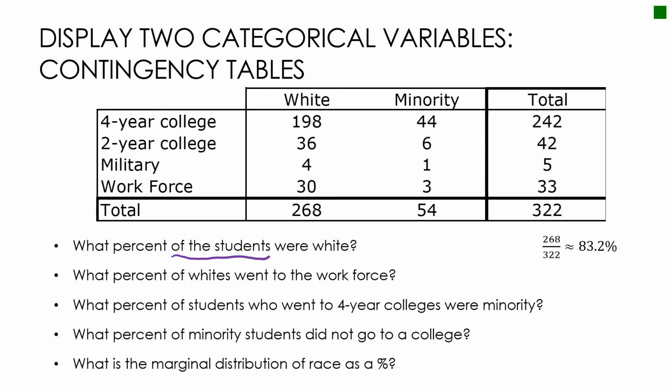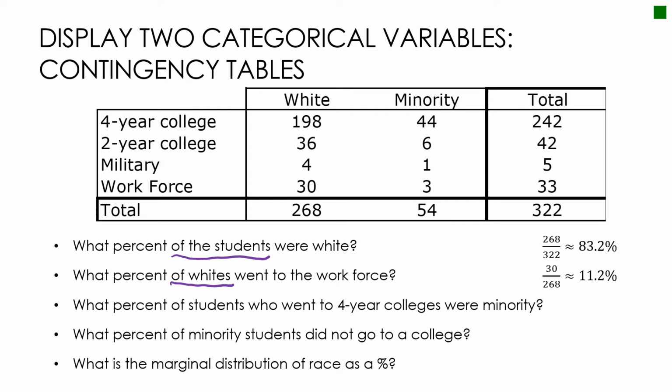My next question says what % of whites went to the workforce. So here, notice I'm not talking about 322, I'm talking specifically about only white students. That's 268. How many of those students went into the workforce? 30 out of 268. And so notice I can then divide 30 by 268 to find my percentage.